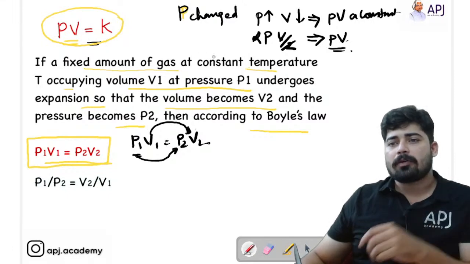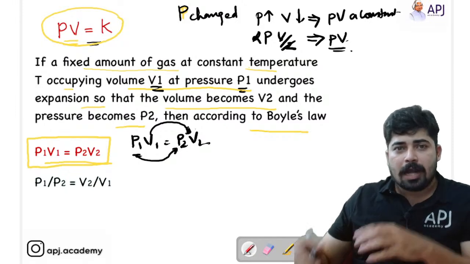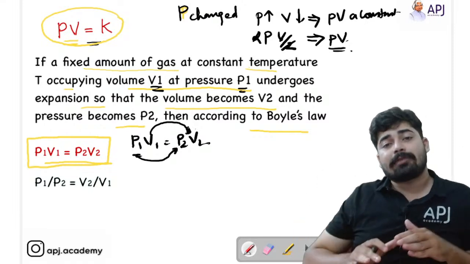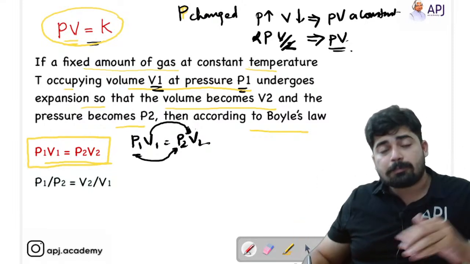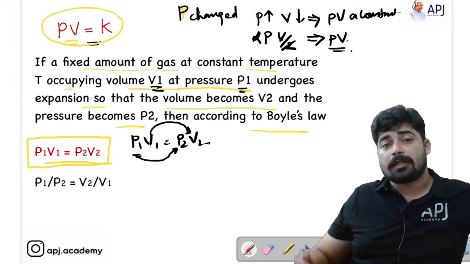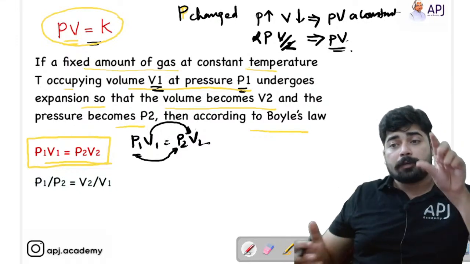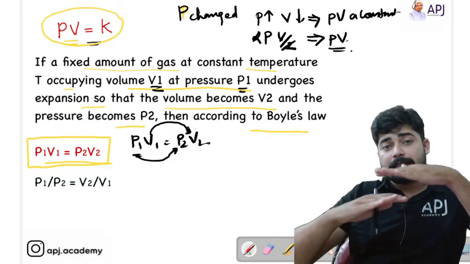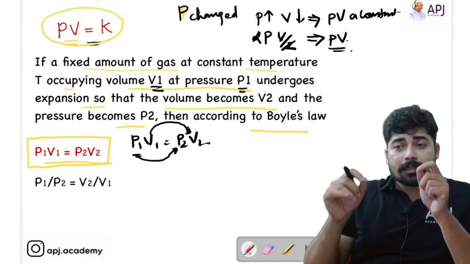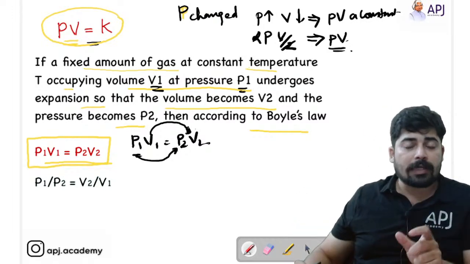If a fixed amount of gas at constant temperature occupying volume V1 at pressure P1 undergoes expansion, it can be a positive expansion or a negative expansion, depending on the values of P1 and P2. If P2 is greater than P1, it is negative expansion, that means compression, and the volume will decrease. If P2 is less than P1, the gas undergoes expansion. They expand or compress in order to keep the value of PV a constant.